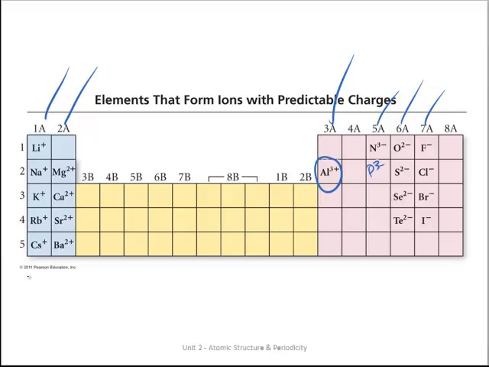Okay, so this is a must-know concept, the fact that these elements are going to gain or lose electrons to get to the octet rule. And these elements listed here are absolutely predictable, in that if you see these ions in a compound, in an ionic compound, they will always have these charges.